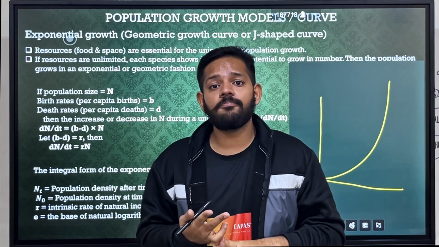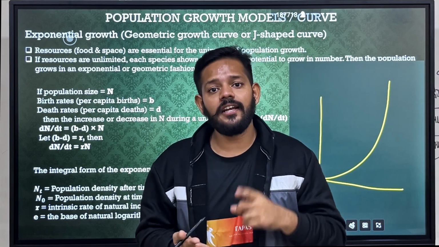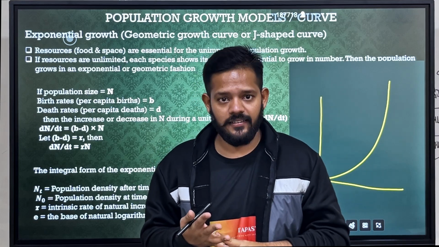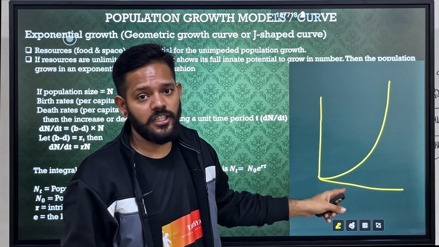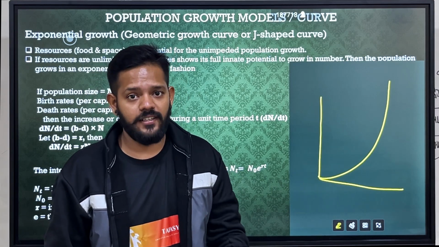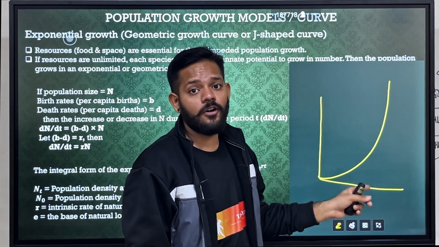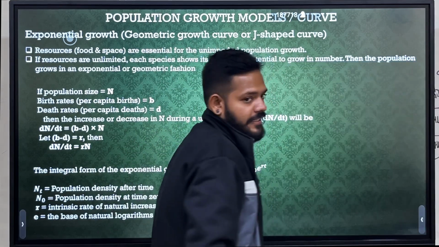Secondly, multicellular organisms are never provided unlimited food. They never have unlimited shelter. Okay, that's why their growth curve is not exponential. Multicellular organism growth curve is always logistic. So this graph is for microorganisms mainly, because their growth is unlimited.